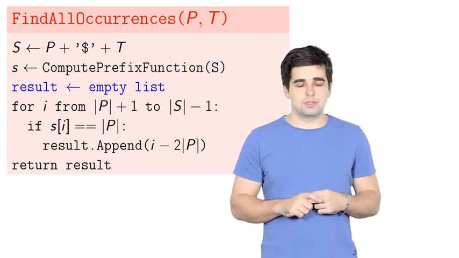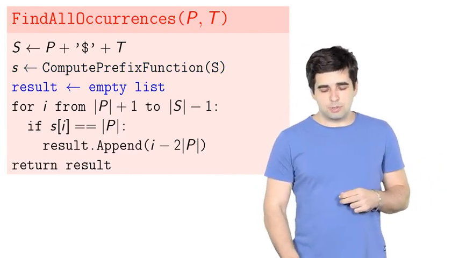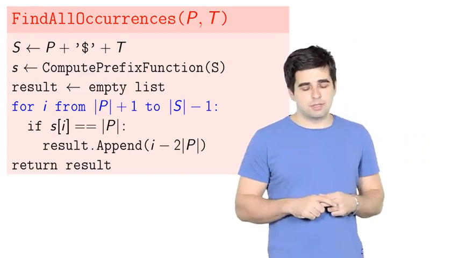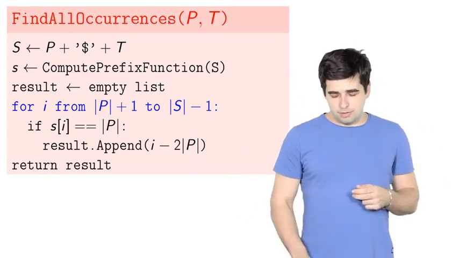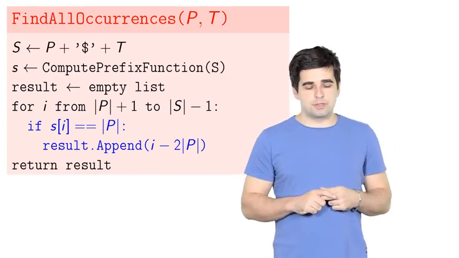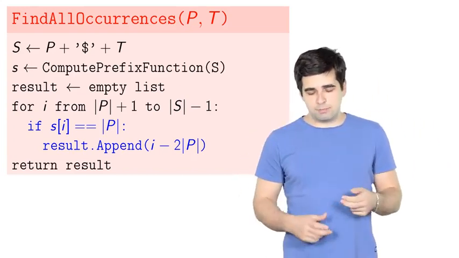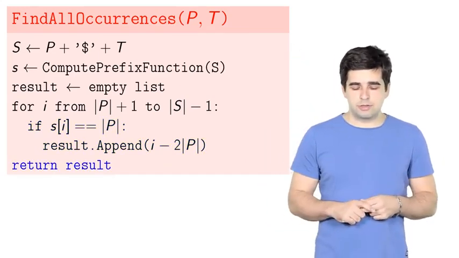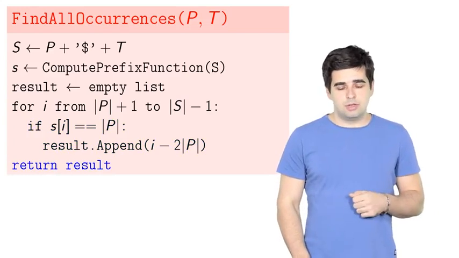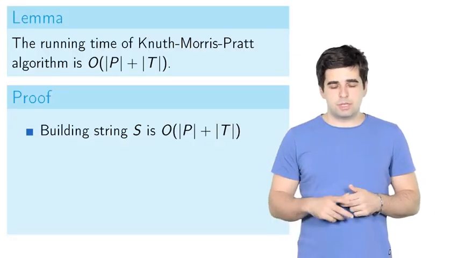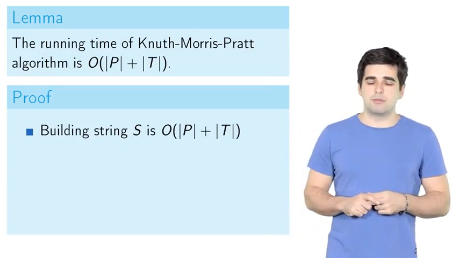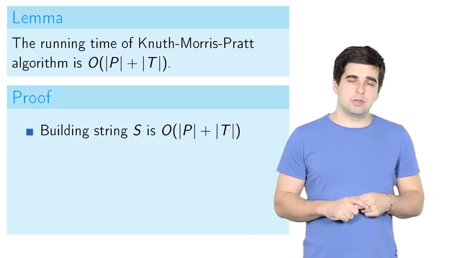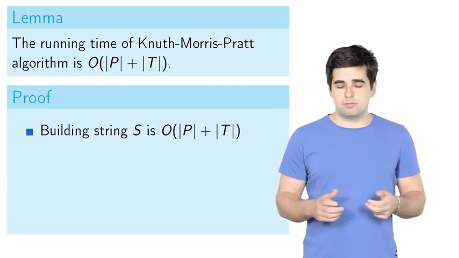And now we will bound the total number of the while loop iterations by big O of the length of the pattern. And to do that, we will consider the graph of the values of the prefix function. Here, the horizontal axis contains positions in the string, and the vertical axis contains values of the prefix function. The graph always starts in point 0, 0, because S of 0 is 0. And it can stay the same, it can increase, it can decrease, but it never becomes less than 0, because the prefix function is always non-negative by definition. And also, it can never increase by more than 1 on each iteration.